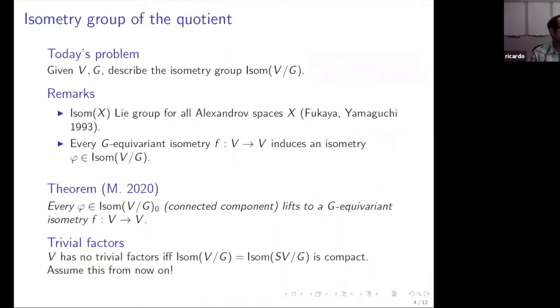So in other words, the isometry of the quotient of V by G is the same as the isometry of the sphere by G, okay? So this is a compact group we're talking about now, okay? So from now on, we're going to be looking at the situation. The general situation follows trivially from this, okay?